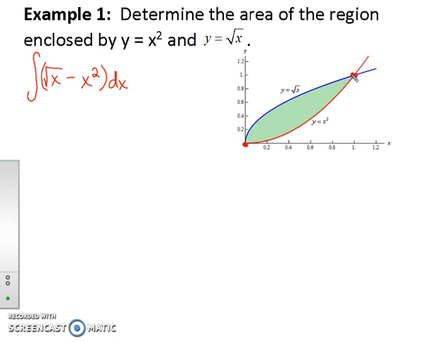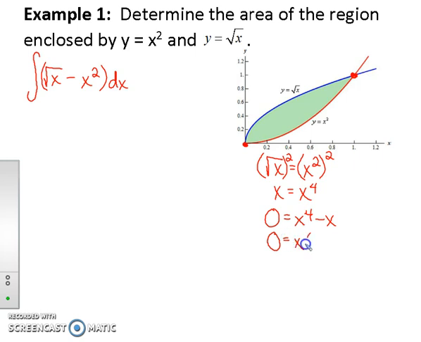But let's just pretend for a minute that I wasn't sure exactly where those points are. Well, those are the 2 points where my graphs touch each other. So that is where the square root of x function is equal to the x squared function. So we would have to solve that algebraically. To solve that, I would probably square both sides so that I could get rid of the square root. Squaring x squared would make it x to the 4th. Then if I bring the x over here, because there's multiple x terms, I have to be able to factor that. So if I factor out an x, I get x times x cubed minus 1.